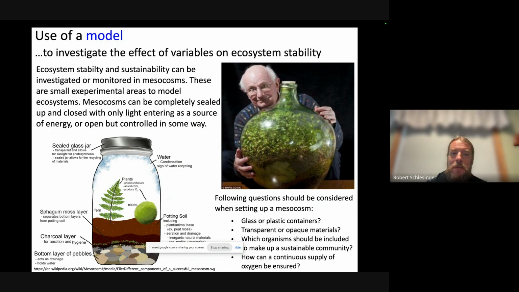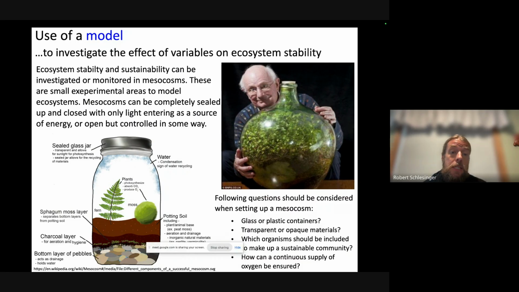But a mesocosm is essentially just a self-contained closed system. What I mean by that is within this glass jar, there are no more nutrients coming in or going out. It's sealed. However, energy is still able to move freely. It's transparent, so light can come in, and heat can also escape. It's a really cool way for you to study how sustainable a particular ecosystem can be over time.